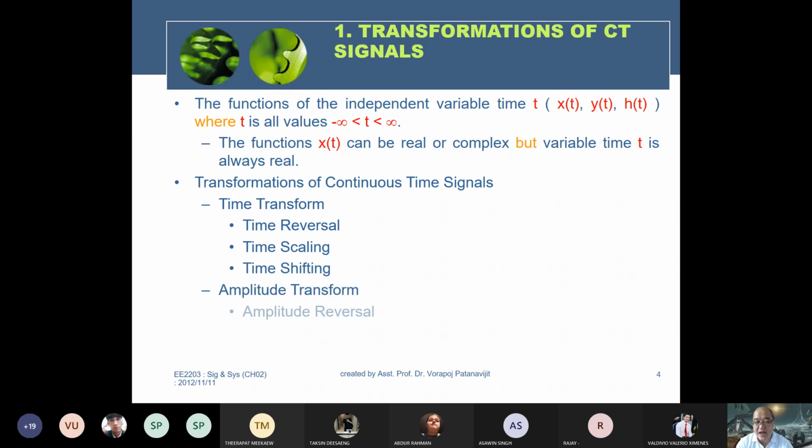For the time transform, we have three kinds: the time reversal, time scaling, and time shifting. For the amplitude transform, we also have three: amplitude reversal, amplitude scaling, and amplitude shifting.